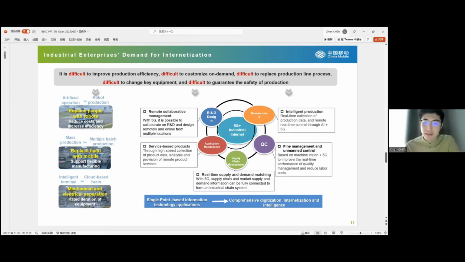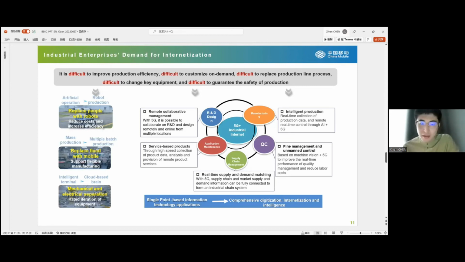So with the 5G industrial internet, we can do remote collaborative management. By using the unique low latency of 5G, we can also have service-based products through the high-speed collection of product data analysis, using the 5G high broadband speed.